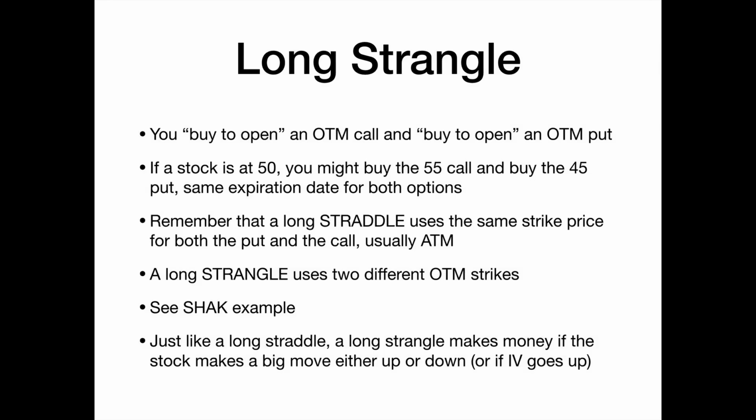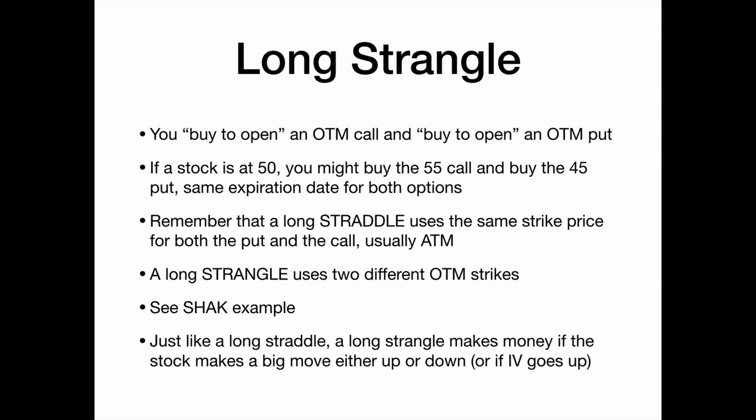In this lecture, I want to talk about the long strangle strategy. Now, strangles are very similar to straddles. They have a lot of the same characteristics, but they're structured slightly differently. So for a long strangle, you basically buy to open an out of the money call and an out of the money put. So for example, if the stock's trading right at 50, you might buy the 55 call, which is out of the money, and you might buy the 45 put, which is out of the money. And again, you're going to use the same expiration for both the call and the put.